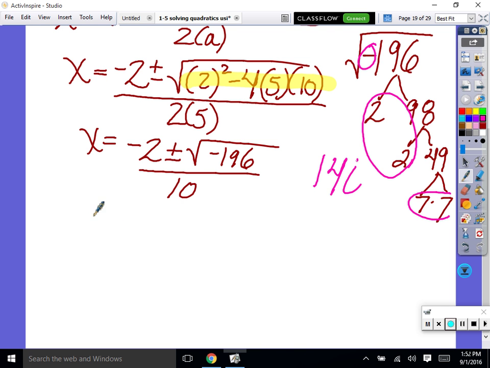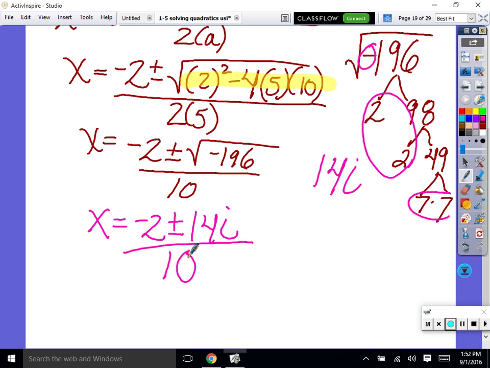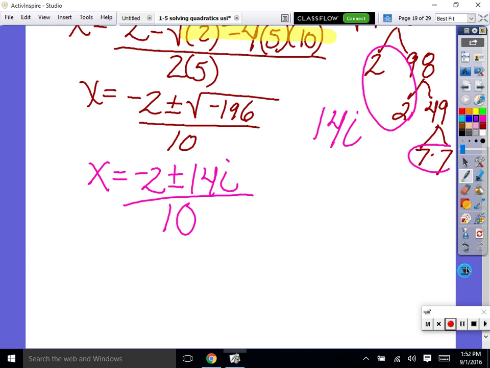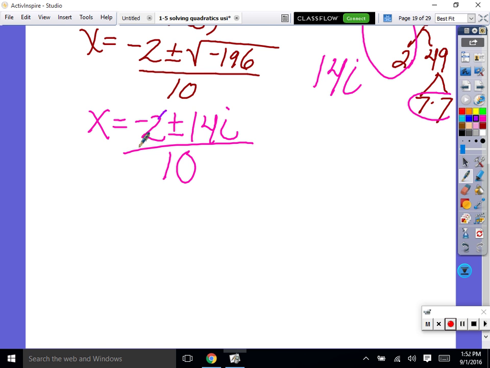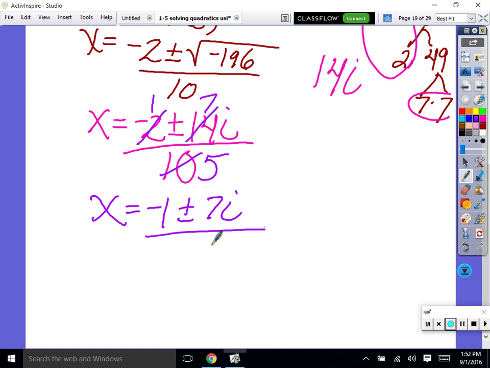So I'm going to rewrite it. We have x is equal to negative 2 plus or minus 14i all over 10. And only if all three things divide by something in common can you actually do it. So we can. They all divide by 2. Now don't say that goes away. It becomes a 1. Yep, a 7 and a 5. So x is equal to negative 1 plus or minus 7i all over 5. There's our 2 imaginary solutions. This would be a quadratic that never crosses the x-axis.